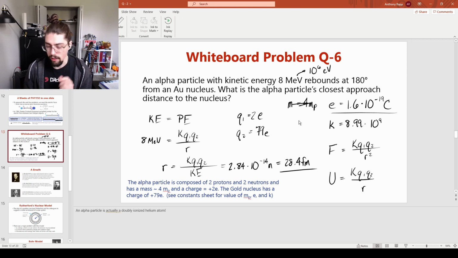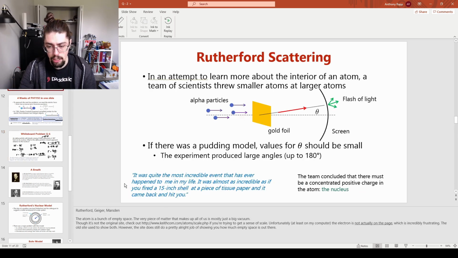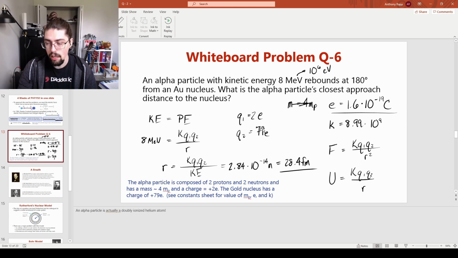But now the fun thing about this is for something like this. This is basically saying that I can fire these alpha particles with tons of energy. So much energy that, this description in here about a 15-inch shell, that is not a seashell. That's a tank shell, right? Fired from a tank, a massive bullet is what he's talking about here. That's how much energy, relatively speaking, we're talking about these alpha particles having. And the closest it can get is 28.4 femtometers.